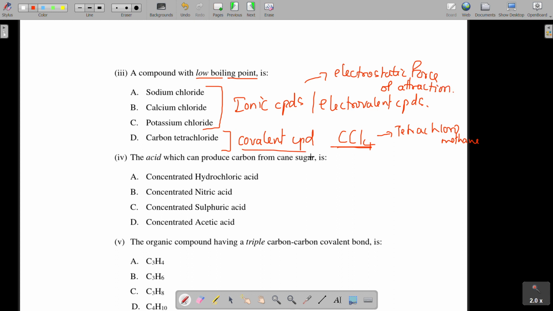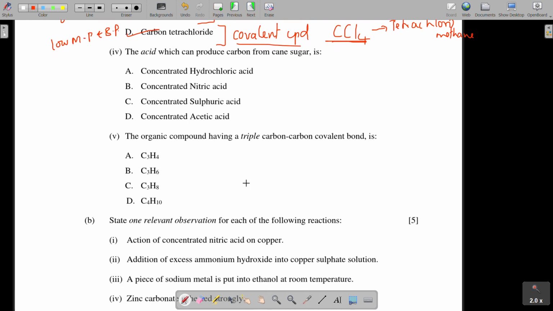Ionic bonds are strong bonds, covalent bonds are weak bonds. Therefore, to break a strong bond, you need more energy. This means the ionic compounds will have high melting point and boiling point, and covalent compounds will have low melting point and boiling point. Therefore, here the low boiling point is this one. The same question may be asked in a different manner: a compound with high boiling point. There will be 3 options of covalent compounds and 1 option of ionic compound. Then the ionic compound will be the correct answer.